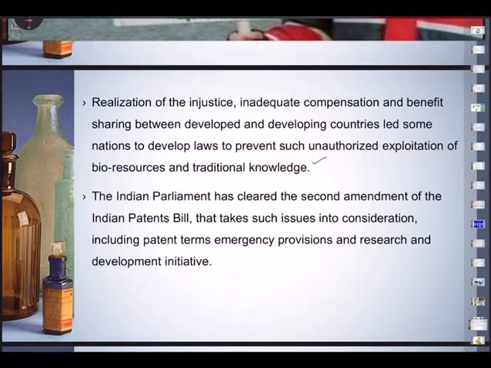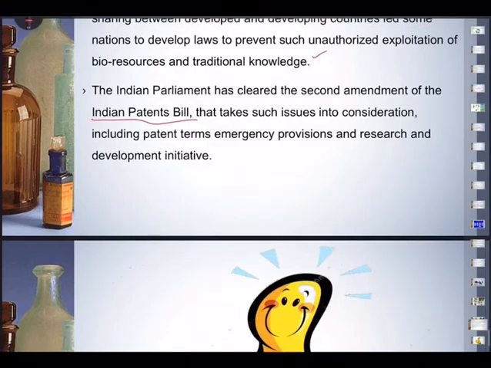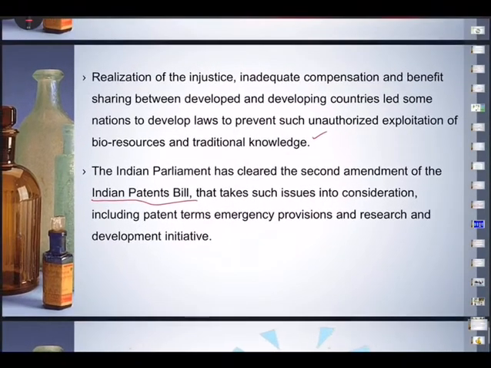That's why, as we said, GEAC, the Genetic Engineering Approval Committee, has come. The Indian Parliament has cleared the second amendment of the Indian Patents Bill. This is most important, that takes such issues into consideration, including patent terms, emergency provisions and research and development initiative. So here what we require is, as I said, the values and ethics.